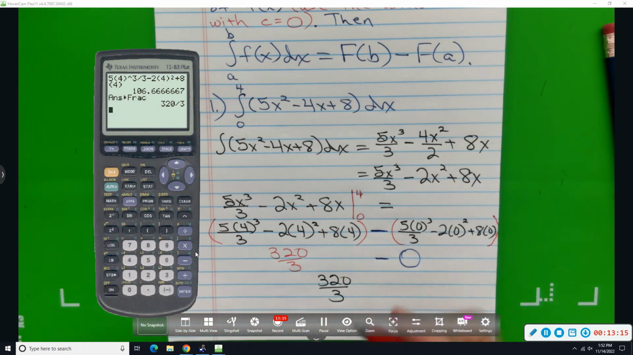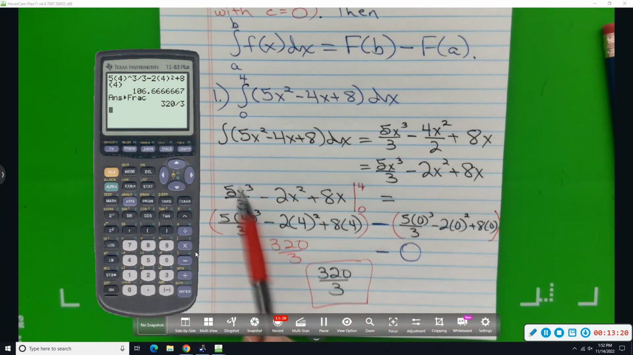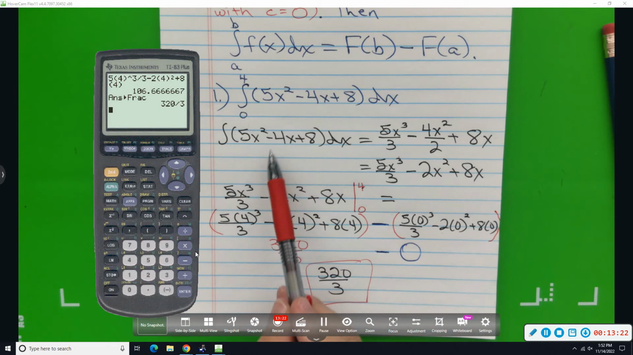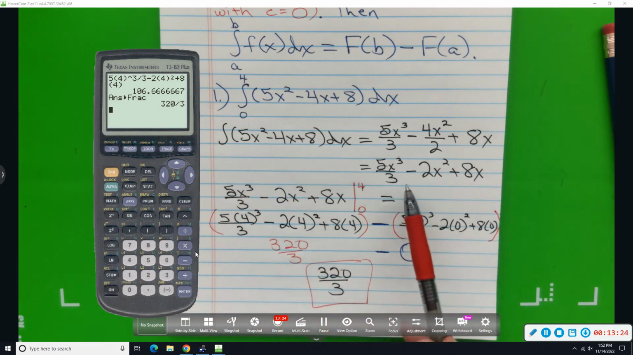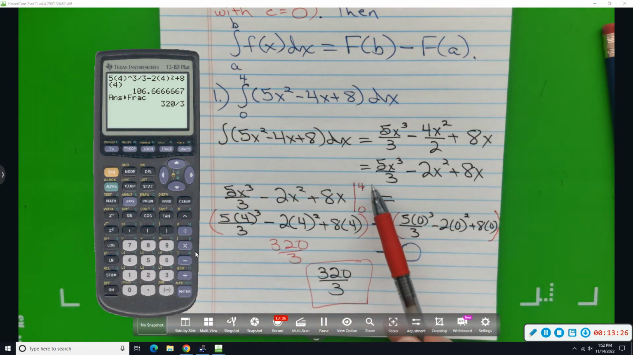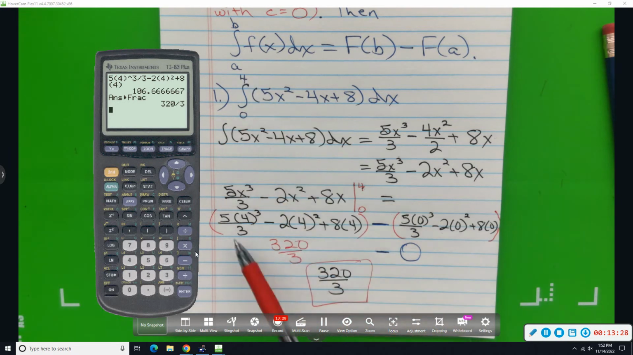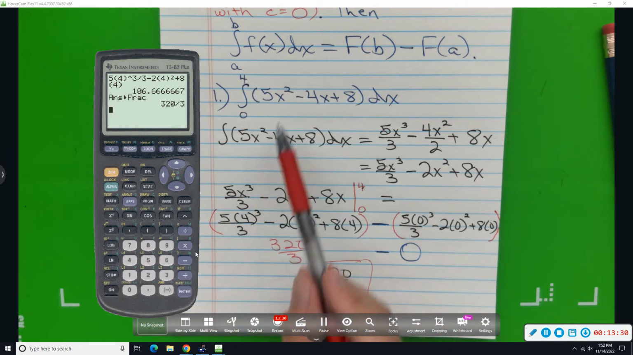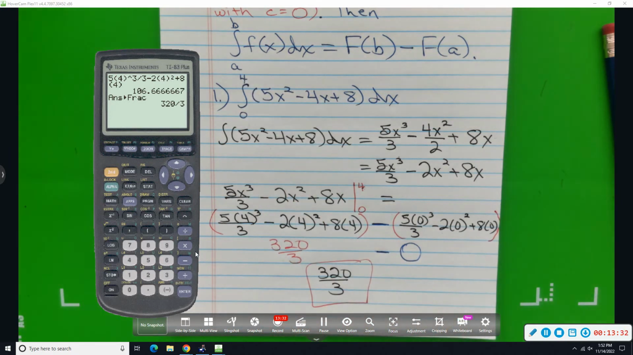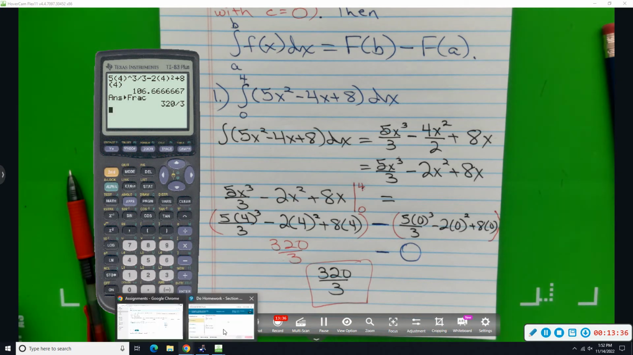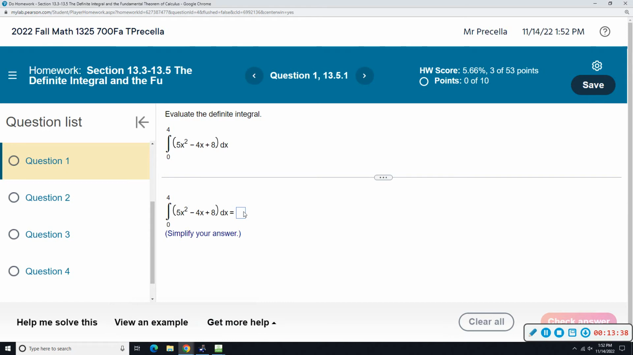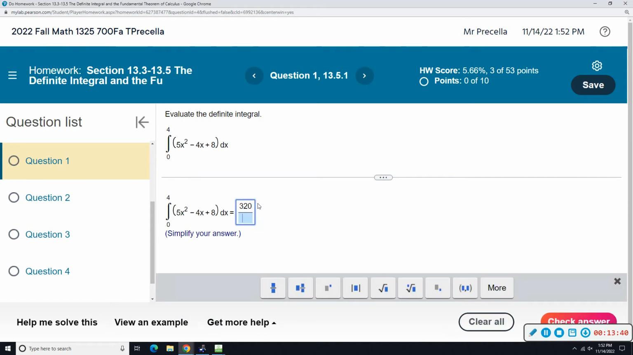320/3. If you know how to find the antiderivative, then the definite integral part is easy. You plug in that upper number, minus, plug in that lower number. So my final answer, coming back over here, I'm getting a final answer of 320/3.